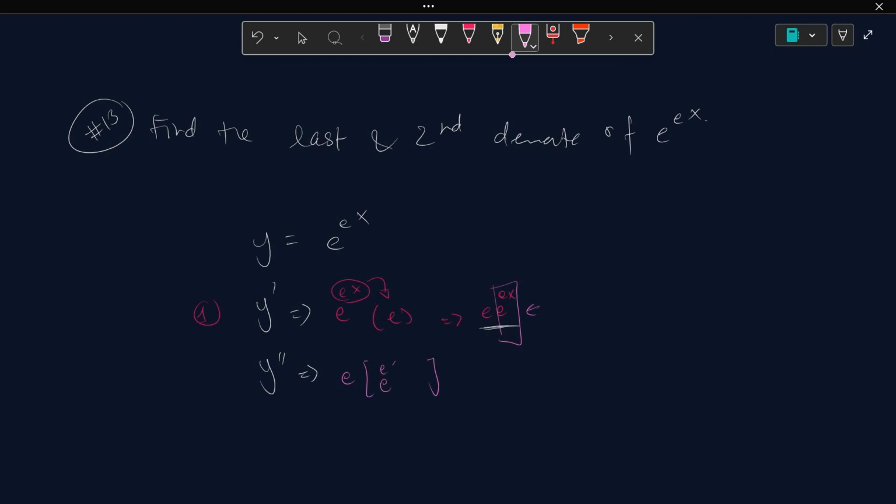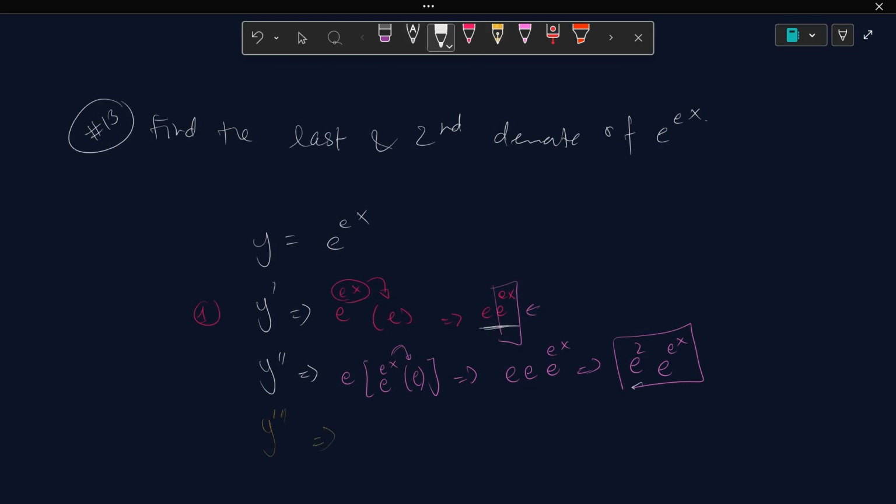So e to the e^x, like we said, is exactly the same thing, but you just have to multiply by the derivative of the inside function, which is e. So now if you multiply this, e times e, that's e squared times e to the e^x. So you get this as your second derivative. Now let's go ahead and take the third derivative.